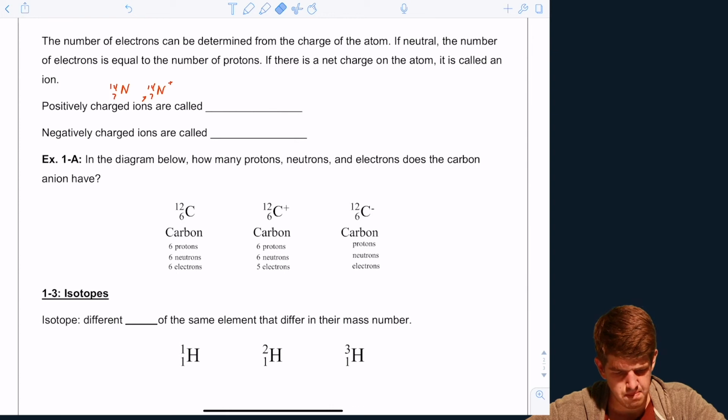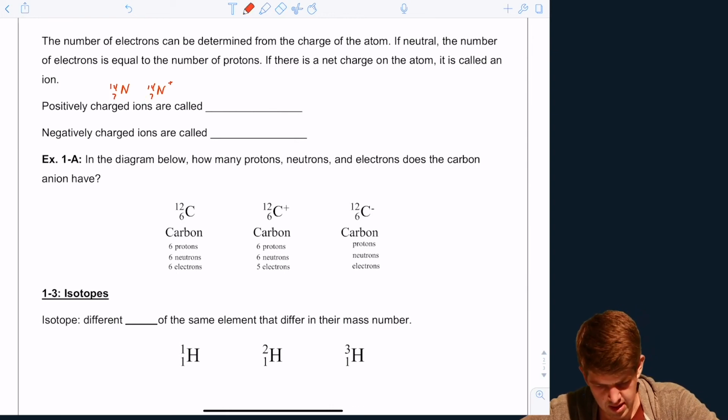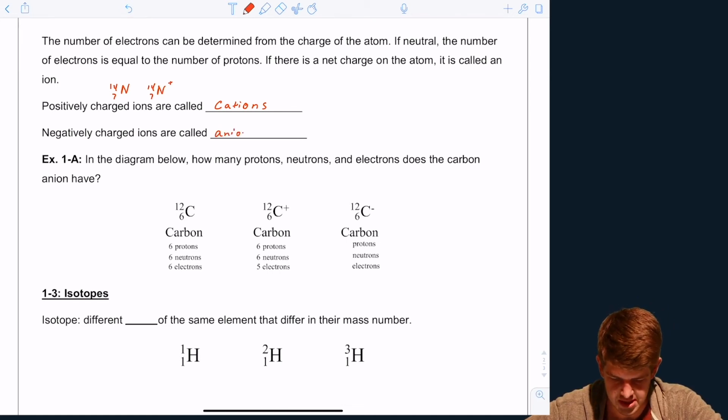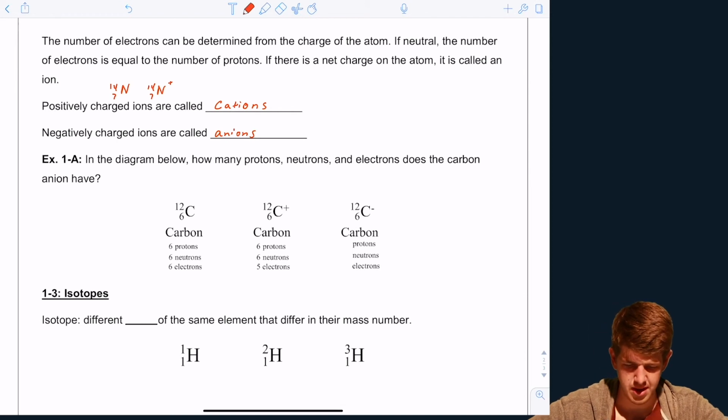Positively charged ions are called cations, and negatively charged ions are called anions. That's just a bit of memorization, really. Unless you like cats, then you can say they're positive, whatever. Now as an example, in the diagram below, how many protons, neutrons, and electrons does the carbon anion have?